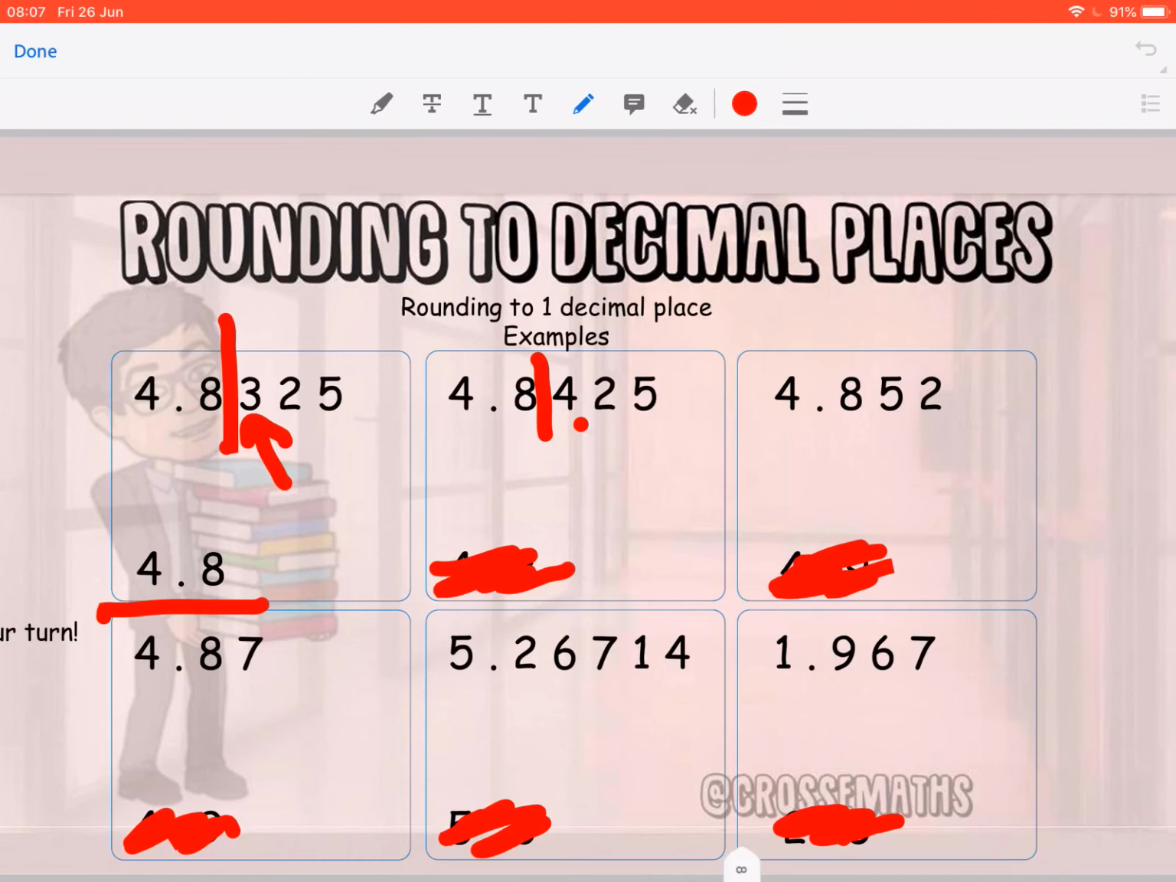Looking to the right of it, that number 4. Is that 5 or more? No, it's not. So I'm just going to chop it off, and my answer will be 4.8.